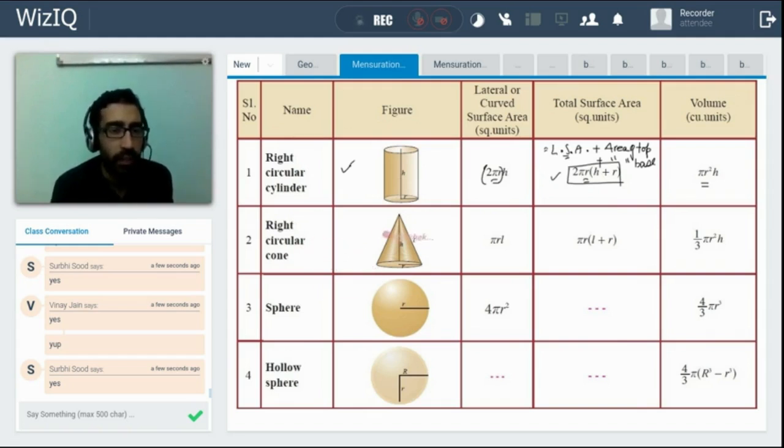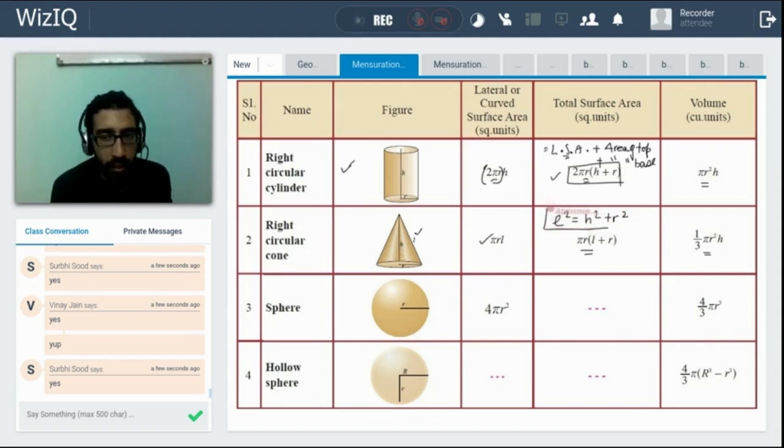Okay, cool. Right circular cone. The lateral surface area, the curved surface area, is pi rl. L is the slant height given here. And total surface area is, of course, pi rl plus pi r square: pi rl the lateral surface area, pi r square the base area. Volume is 1 by 3 pi r square h. And the way r, h, and l relate is by Pythagoras theorem: l square is equal to h square plus r square. It's really simple.